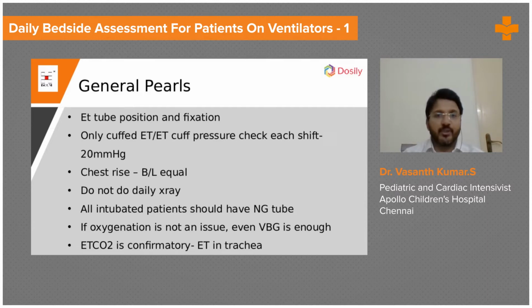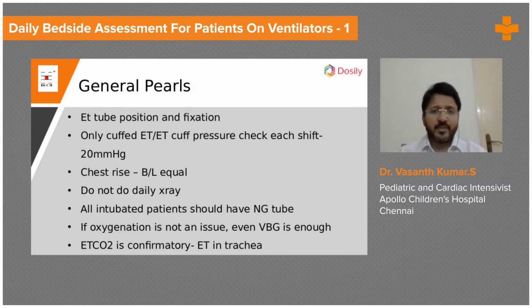And it has to be fixed appropriately. It is very, very important because for all intubated patients, we like to change the position of the patient. If it is not fixed appropriately, or if it is soiled due to a lot of secretions and gets loosened, once you change the position, the tube is likely to get displaced. So it's very important to ensure it is fixed appropriately in each shift. And only a cuffed ET tube should be used. Whether it is a pediatric patient or an adult patient, it always has to be a cuffed ET tube.